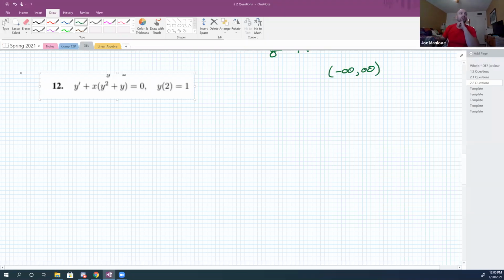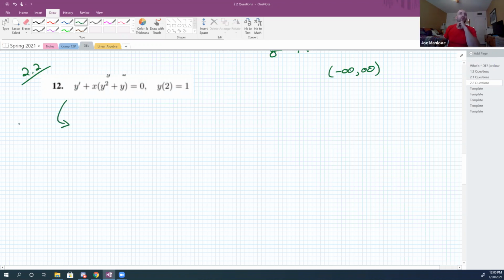All right, so let's talk 2.2, number 12. I'm trying to solve this initial value problem. How do I go about doing that? What do I need here? Separate variables. Yeah, let's separate some variables.